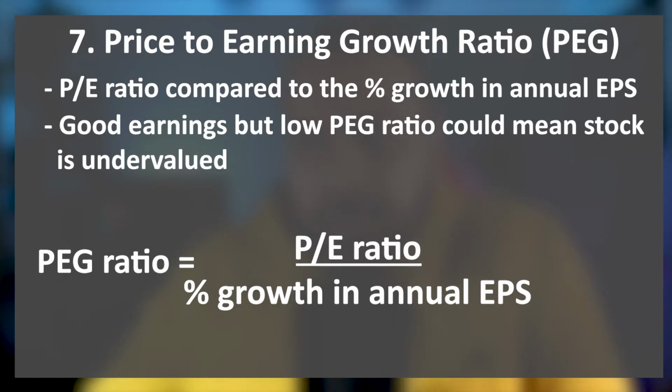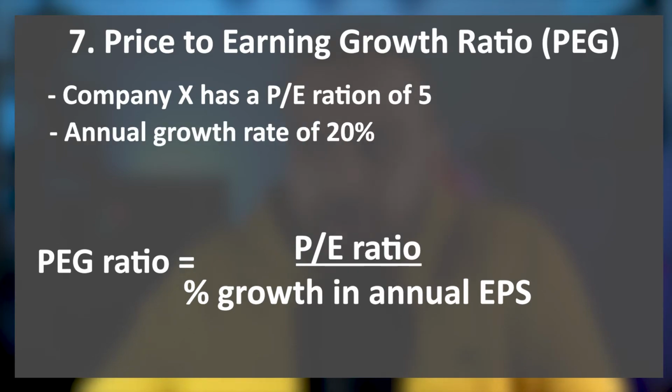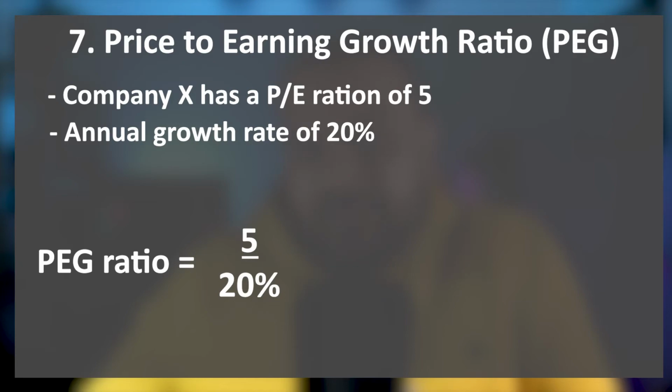So let's go for an example. Company X has a PE ratio of 5. And remember, that's just the price per share divided by the EPS. And it has an annual growth rate of 20%. So the PEG ratio is going to be 5 divided by 20%, which gives us 0.25.